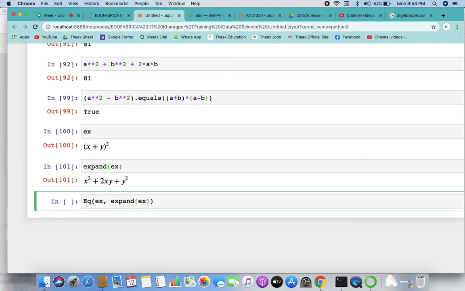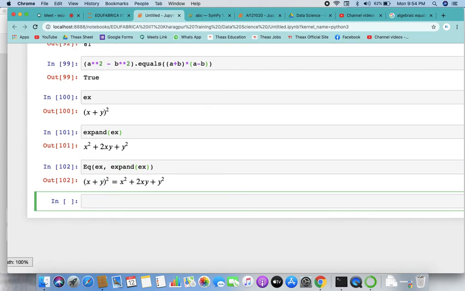Didn't get it? What is EQ used for? Making equations, right? So equation of, what is the left hand side? EX. What is your EX? X plus Y whole square. So EX, x plus y whole square, is equals to expand of EX. That is this. Clear to everyone? Having any doubts, you can say. And EQ stands for equation. Okay.